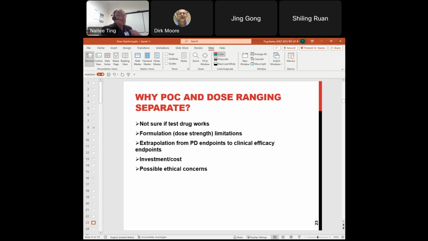Now, traditionally, we have dose ranging and POC separate. So you have proof of concept and dose ranging. But nowadays, a lot of companies just combine them. I probably forgot to say this: this set of slides I call Dose Stanford because in 2017, Stanford University invited me to give a short course about phase 2 dose finding.